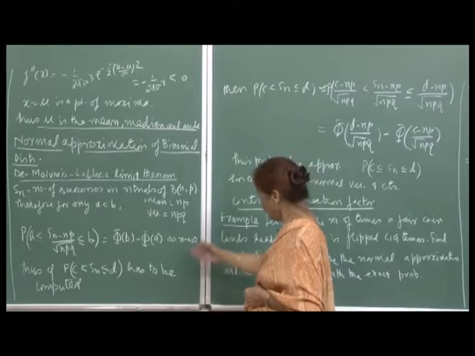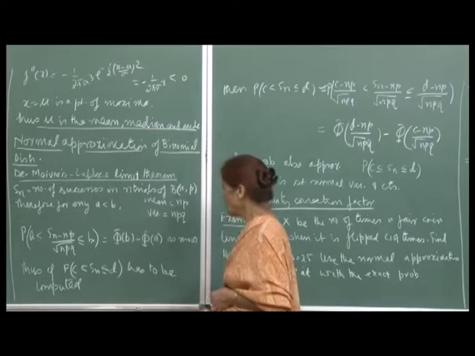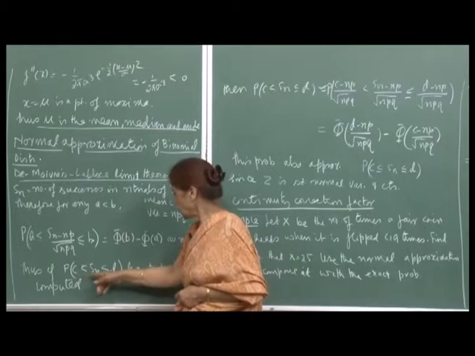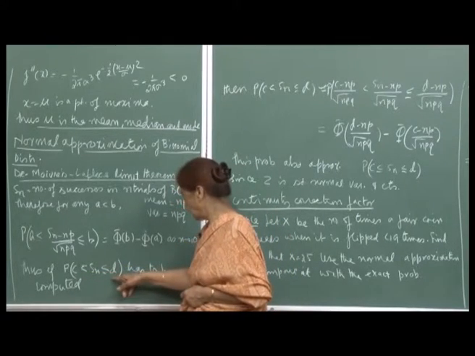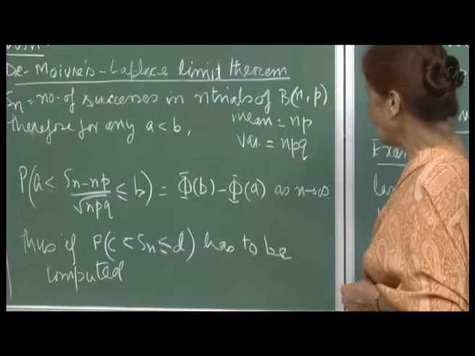So, now we will use this, and suppose you want to compute the probability that C is strictly less than S n is less than or equal to D, and here of course, it is understood C is also strictly less than D.